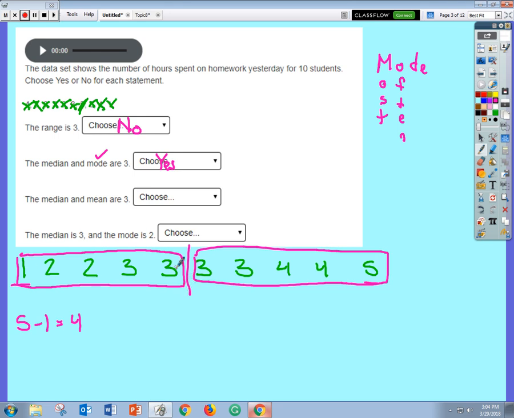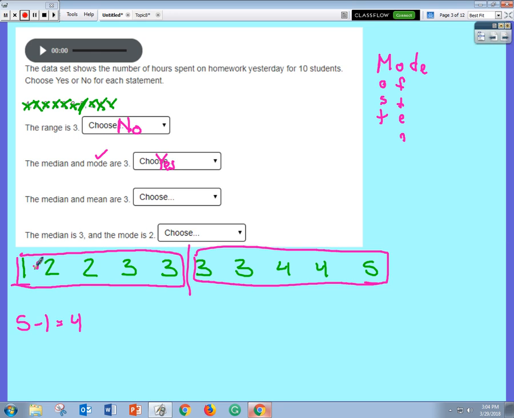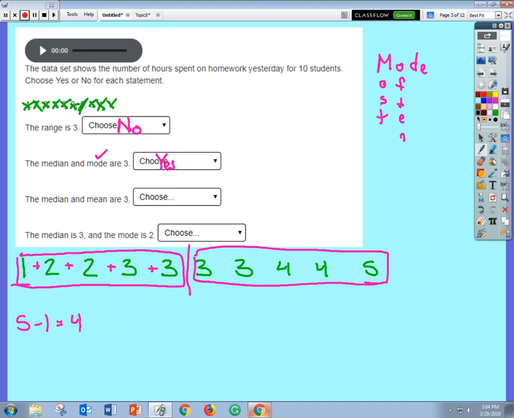The mean, we'll have to add them all up, divide by 10. Plus, plus, plus. And these values are big enough that I think I can add these without having to do much work. Well, I have to write them all down. Let's go. 1 plus 2 is 3. 3 plus 2 is 5. 5 plus 3 is 8. 8 plus 3 is 11. 11 plus 3 is what? 14. 14 plus 3 is 17.